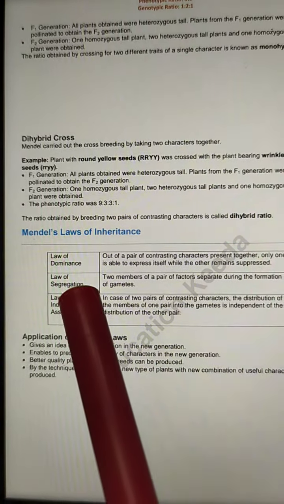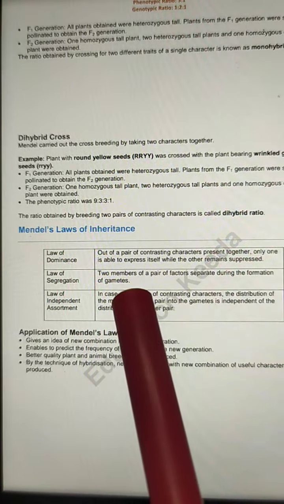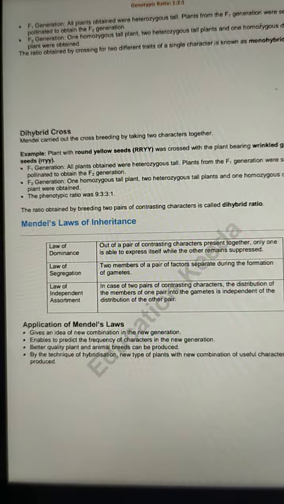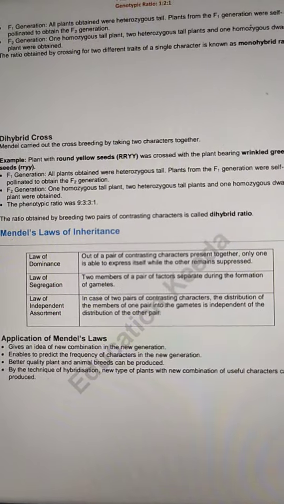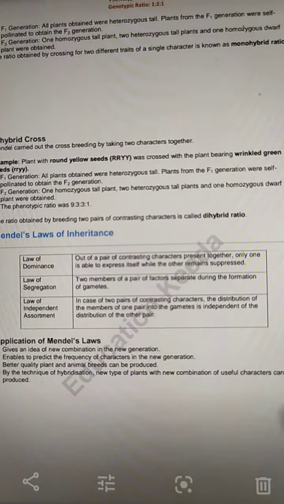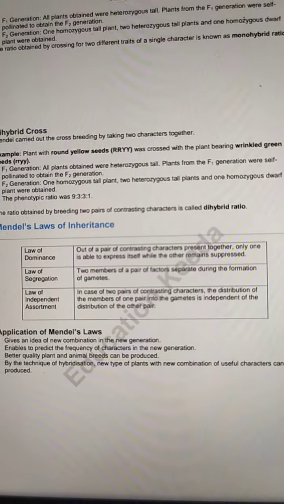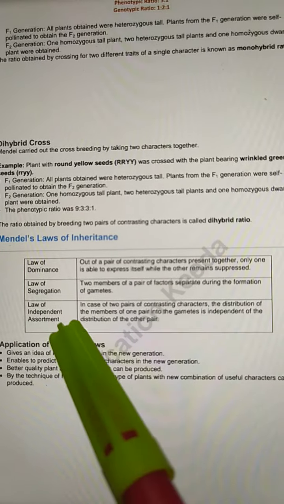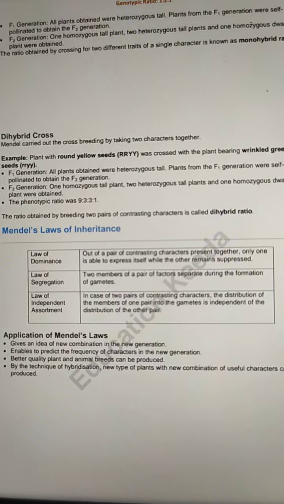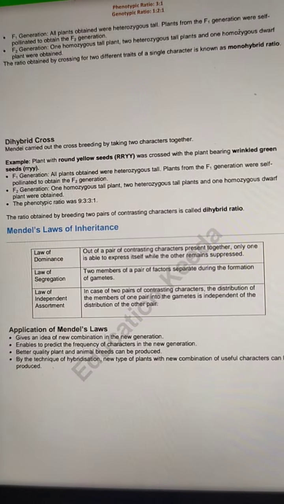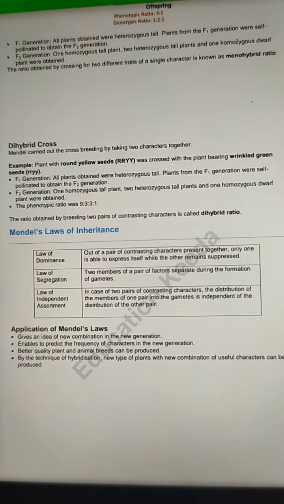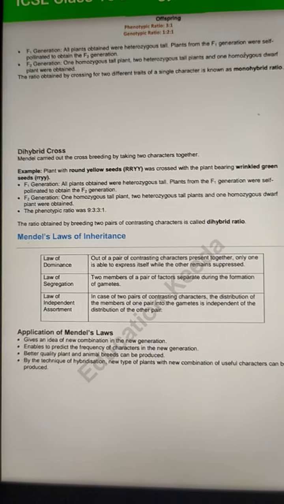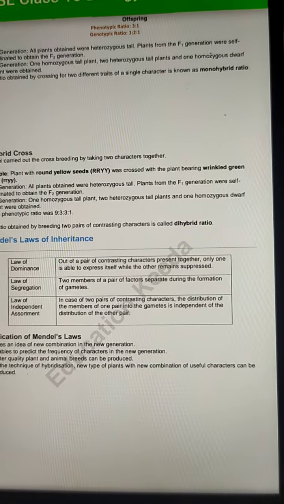Next law is law of segregation. The two members of a pair of factors separate during the formation of gametes. And the last one is law of independent assortment. This states that in case of two pairs of contrasting characters, the distribution of the members of one pair into the gametes is independent of the distribution of the other pair. So, the other pair is not dependent upon the first pair.